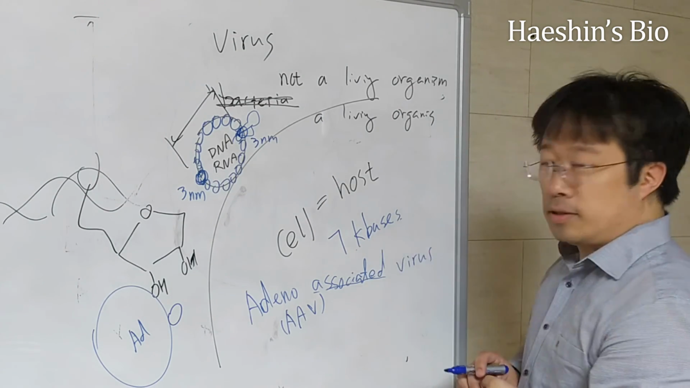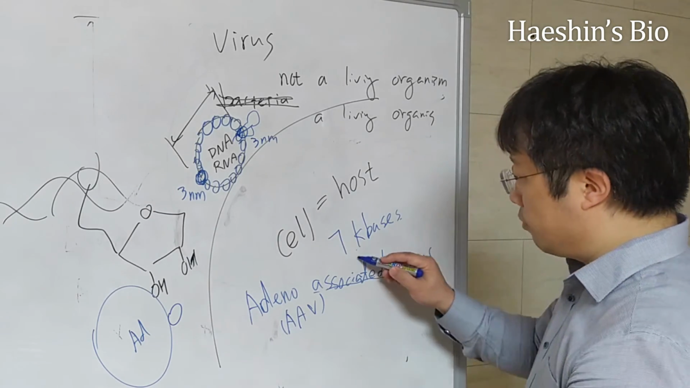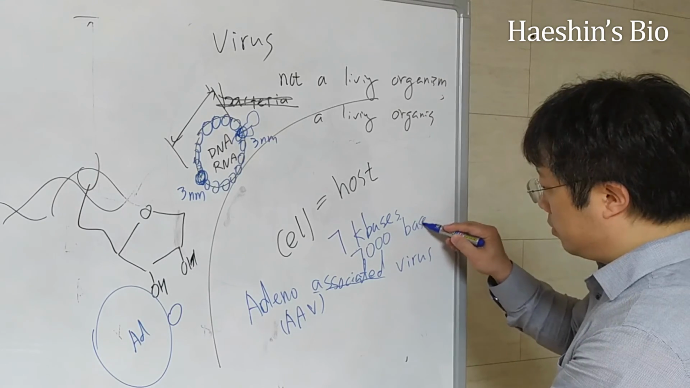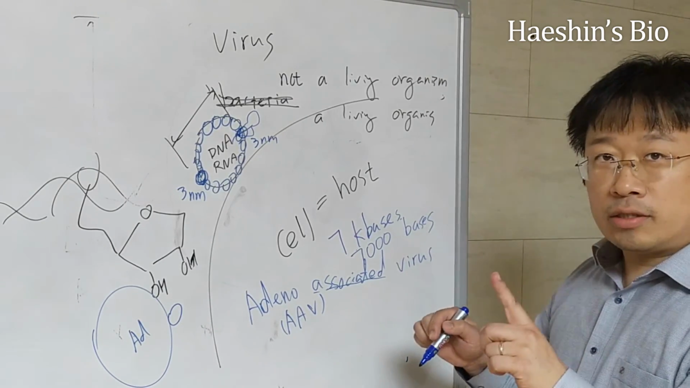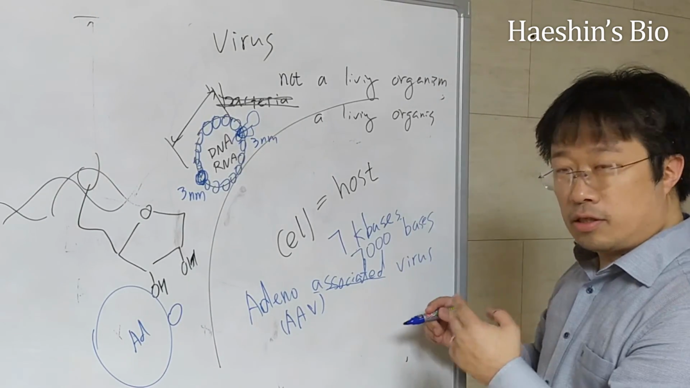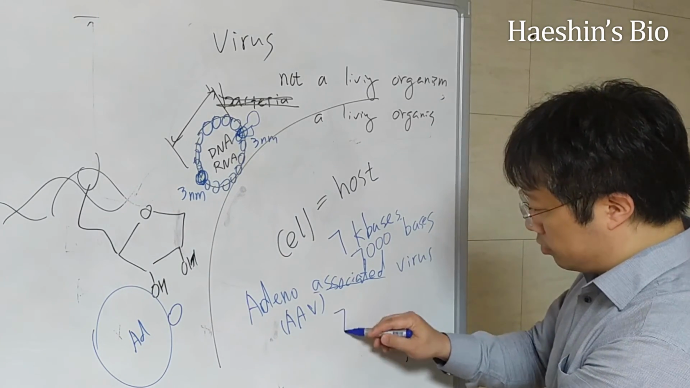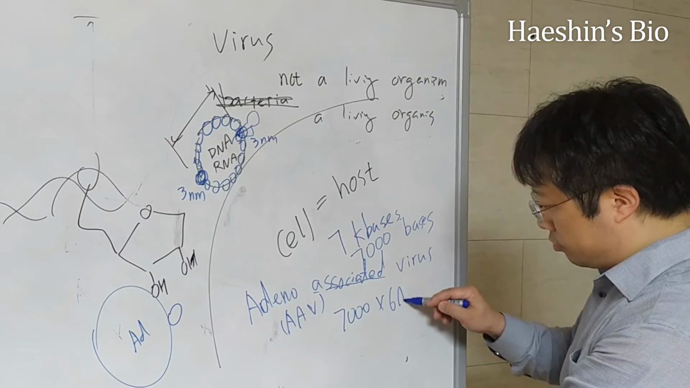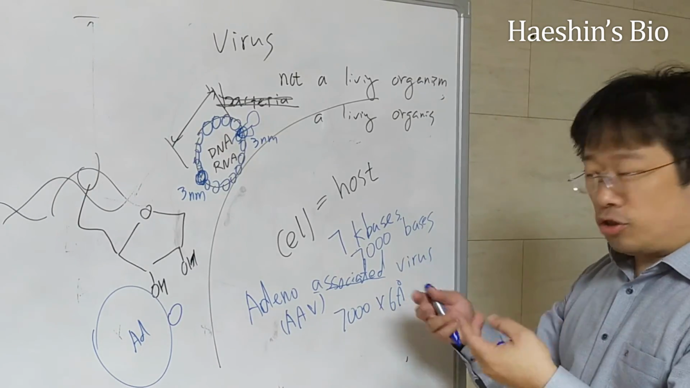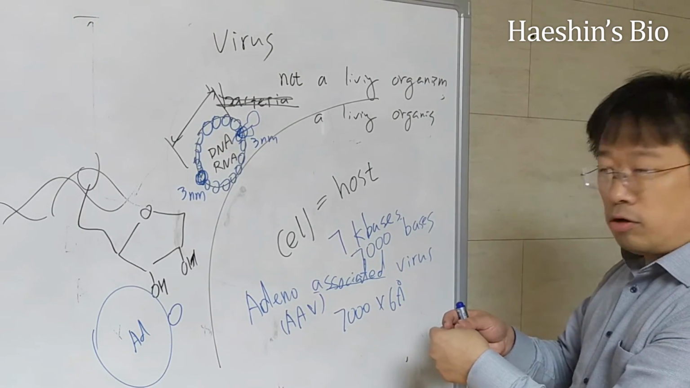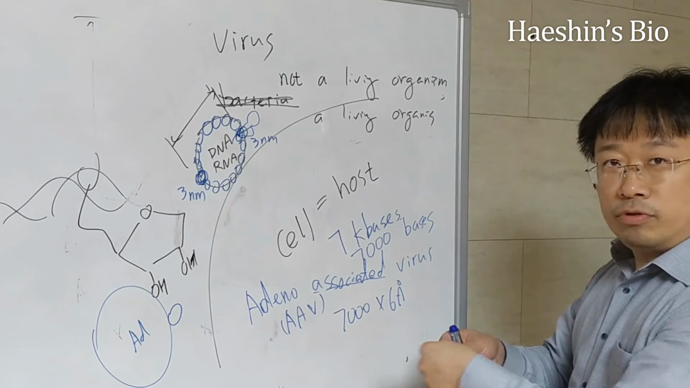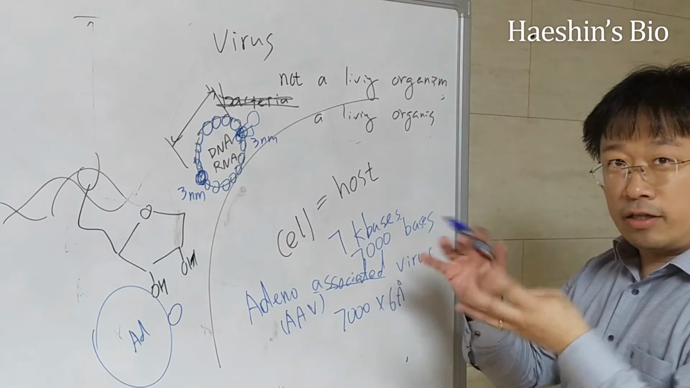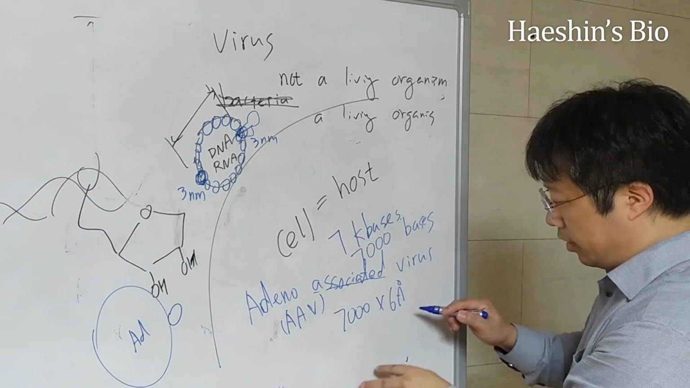7 kilobases means 7,000 bases. Remember that one base requires what length? 6 angstrom. So one base is 6 angstrom. So we have 7,000 times 6 angstrom. When you imagine this, all 7 kilobases of DNA are fully stretched out by hand, instead of being packed by histone-like things.